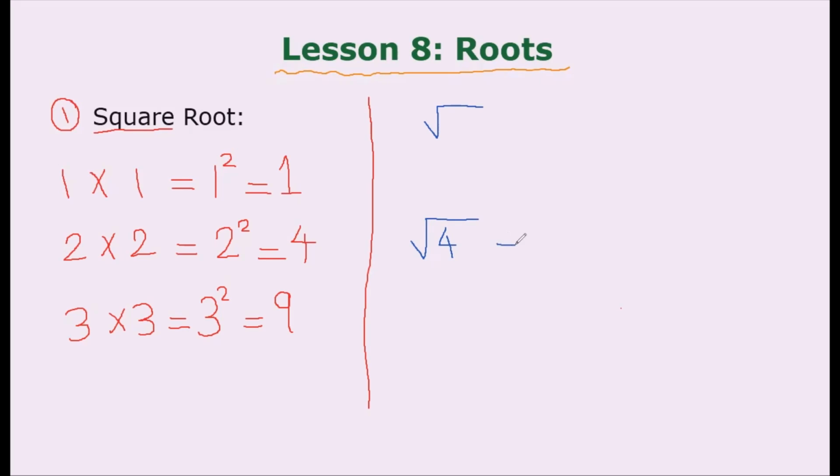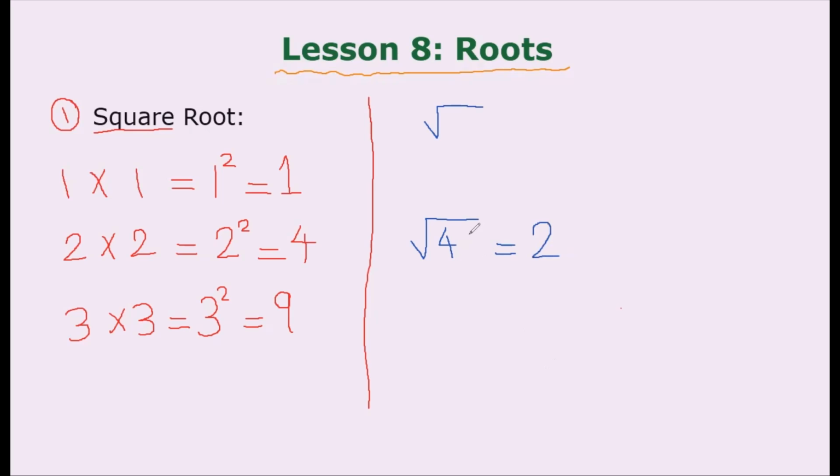Now, to find that, we need to ask ourselves a very important question. What is the number that, when we multiply it by itself, will give us 4? What is the number that can be multiplied by itself to give us 4? This is the question we ask to solve the square root. What is that number here? Of course, it's 2. 2 times 2 gives us 4. That's why we write the square root of 4 is equal to 2.